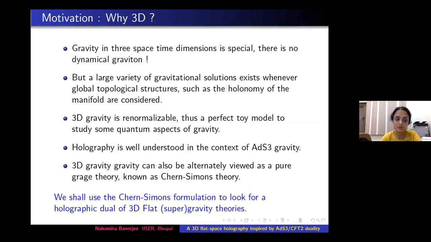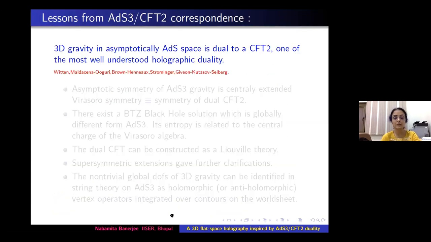In this talk, what we shall do is, we shall be using the Chern-Simons formulation, and our goal would be to look for a holographic dual of 3D flat supergravity theory. Now, before I start to find the holographic dual of 3D flat theories, let us just recall what are the lessons that we already have from the AdS3 CFT2 correspondence.